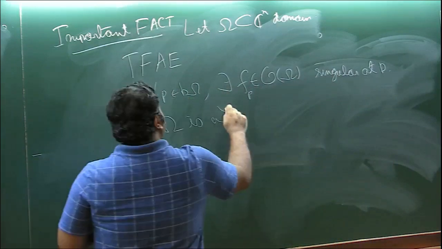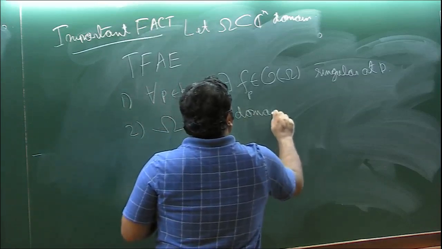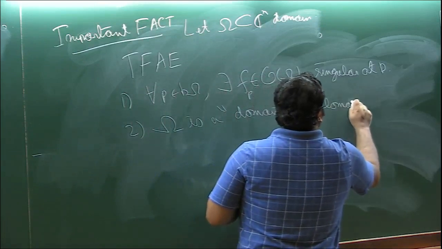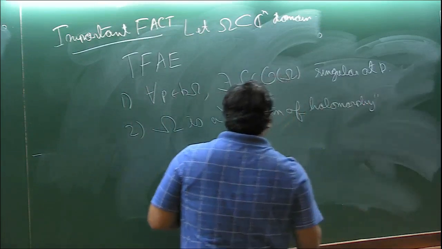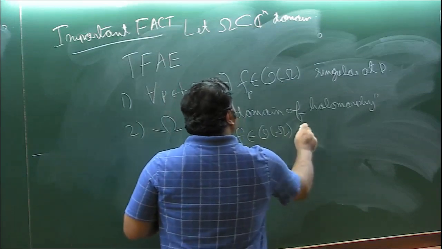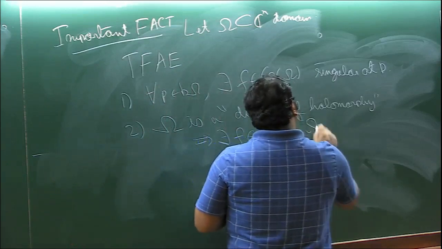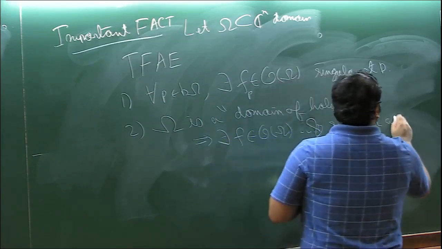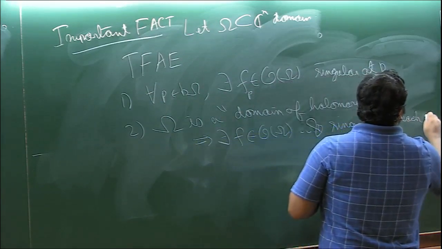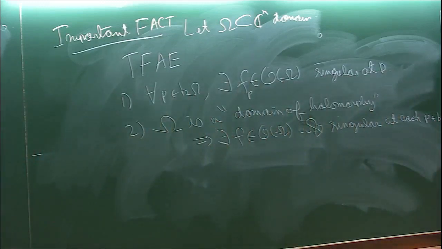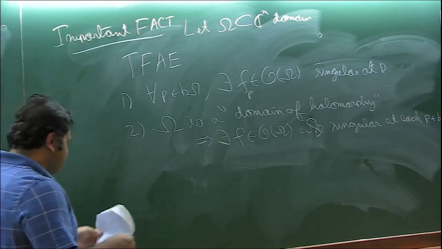Okay, now omega of holomorphy, which means that there exists a function f holomorphic on omega and singular at each point P on the boundary. So I'm sure in one variable you are familiar with functions with natural boundary on the disk and stuff. So this is the high dimensional analog of that.